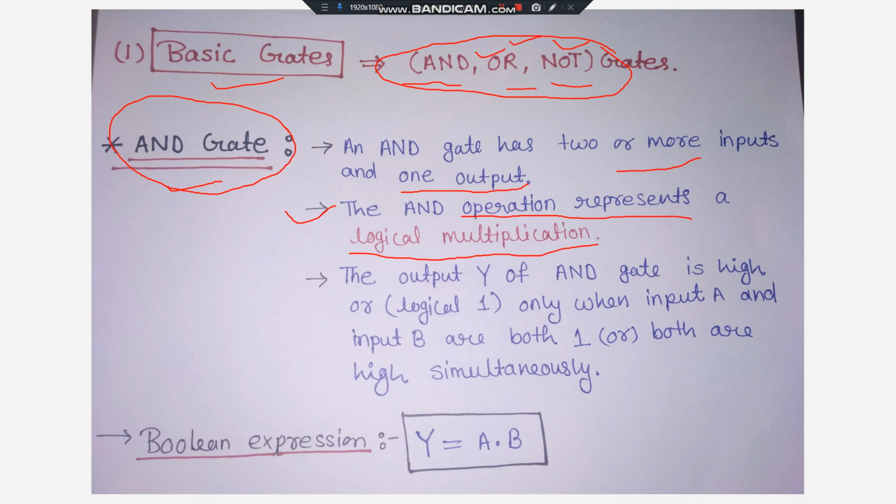Now first we will see the statement, then I'll teach you how to remember this statement from the truth table. This is a very simple statement. The output Y of the AND gate is high, or logical one, only when input A and input B are both 1, or both high simultaneously. That means the output of the AND gate will be high if and only if all the inputs are high. Otherwise it will produce a low output.